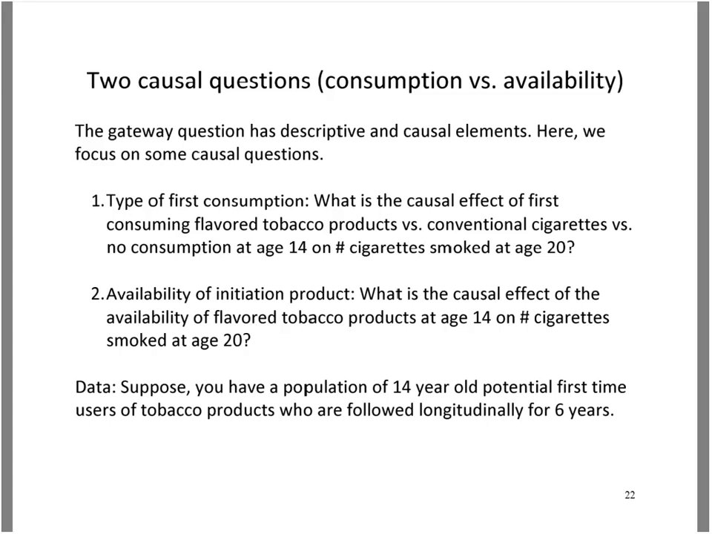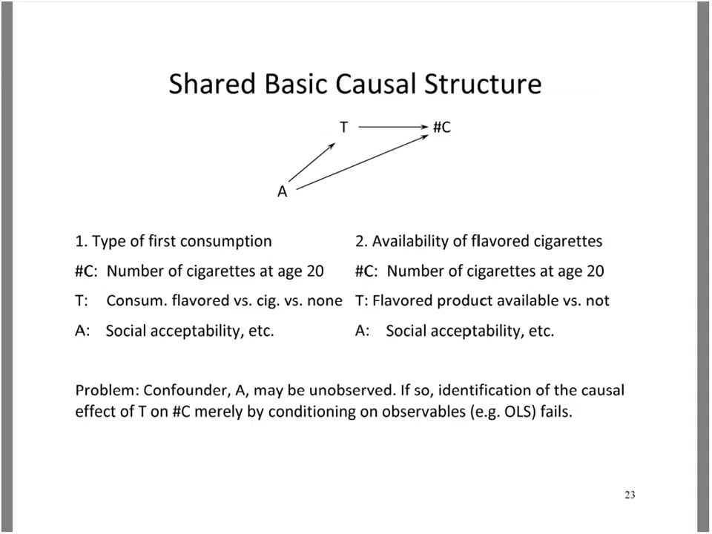Now suppose that we live in a beautiful world where the PATH study has been going on for years. So now we have a population of 14-year-old potential first-time users of tobacco products who are followed longitudinally for 6 years until they've reached age 20. Now let's look at some data. The first piece of good news is that the structure of these two questions is the same.